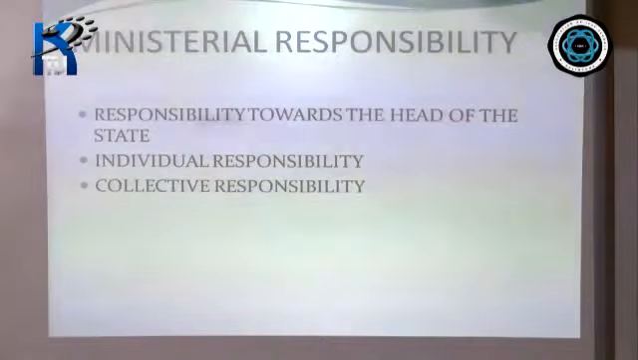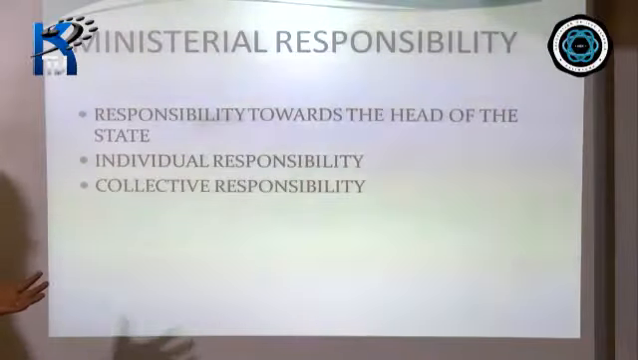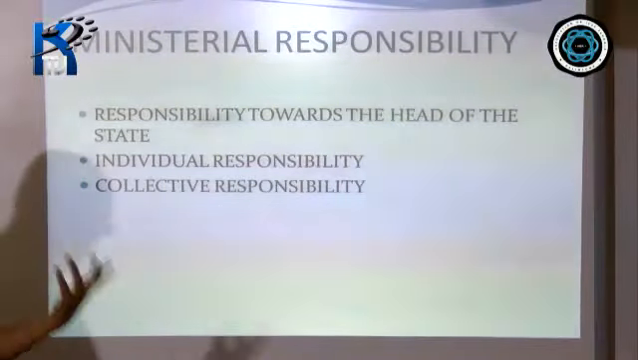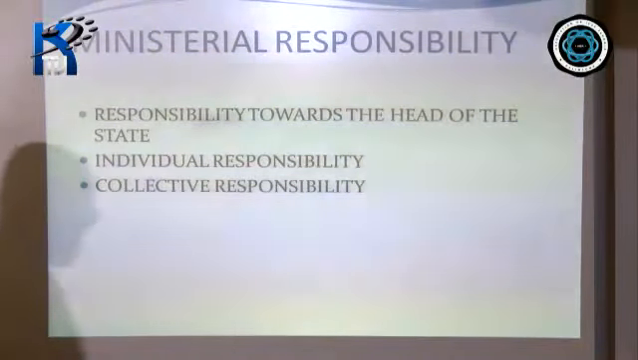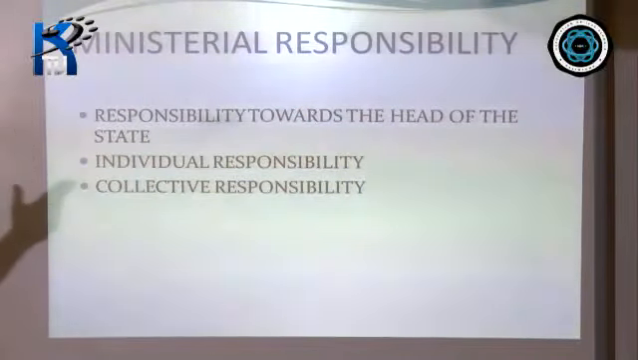Responsibility towards the head of the state. If I may ask you, who is the real head? By now, all of you would say it is the Prime Minister in India. And who is the normal head? The President. So in the UK, who is the normal head? It is the Crown, because they have monarchy or limited monarchy. So now, what is the responsibility towards the head of the state?